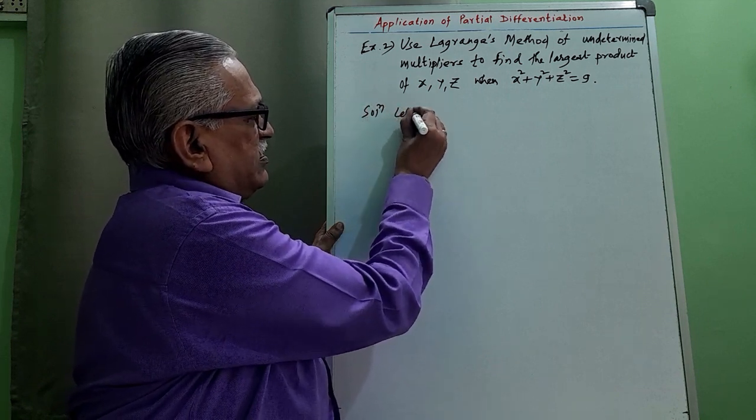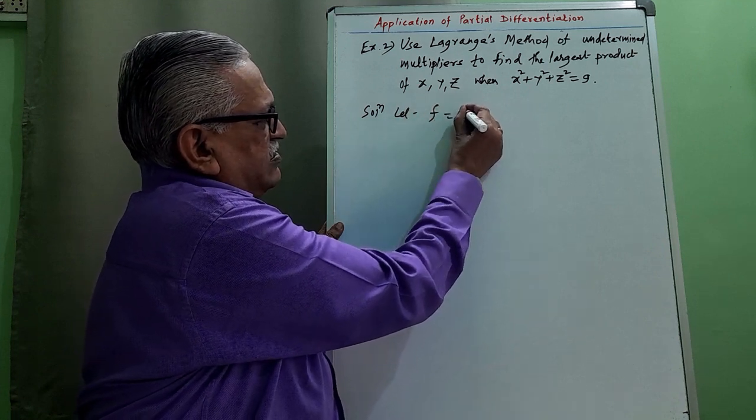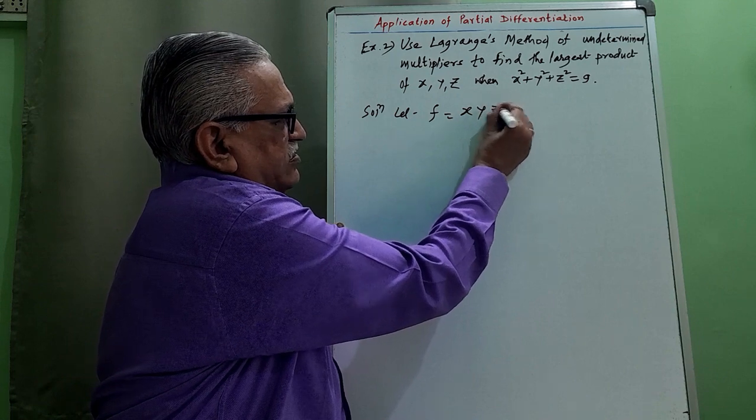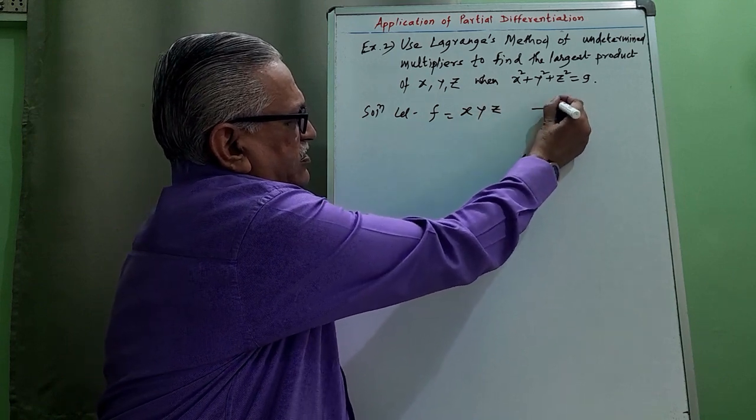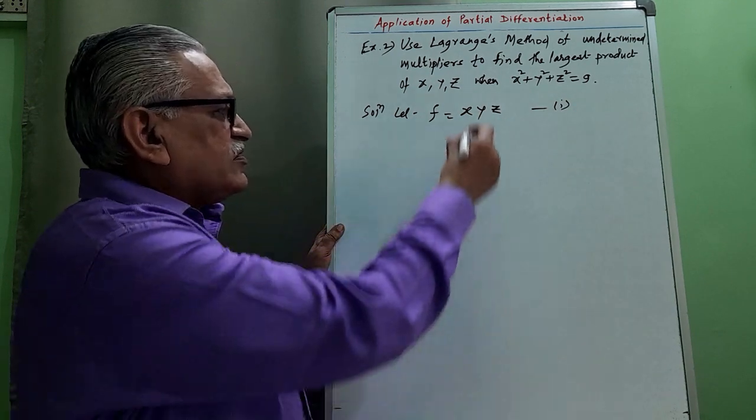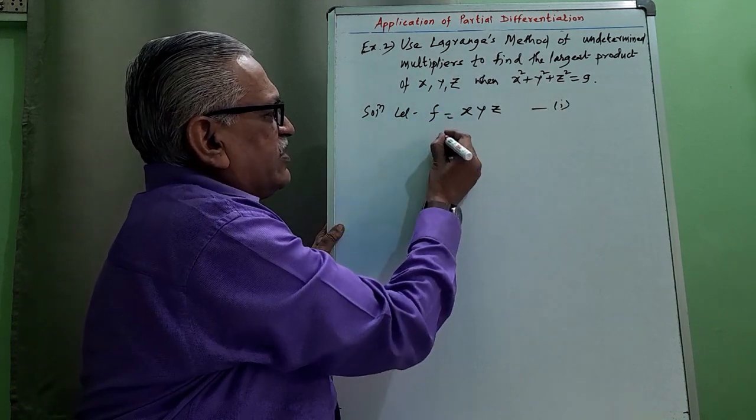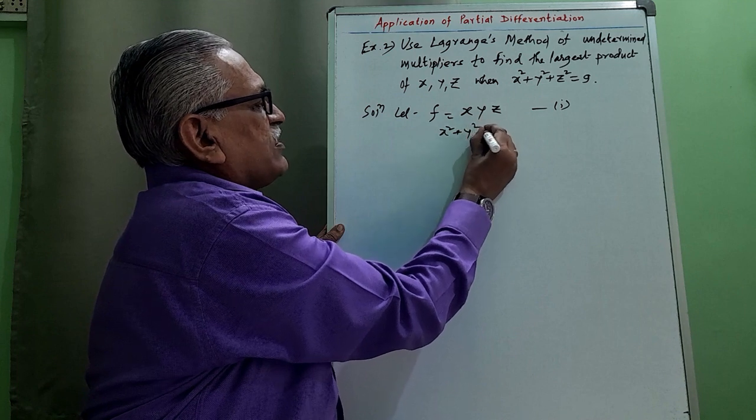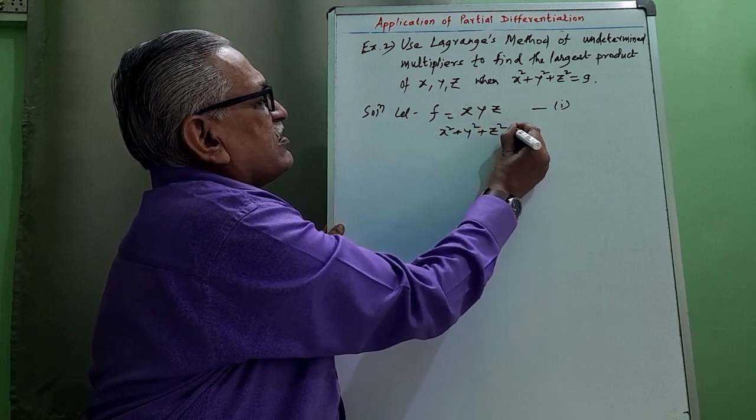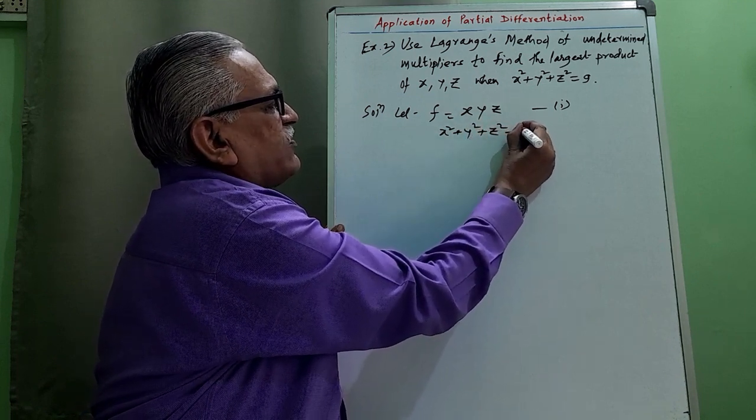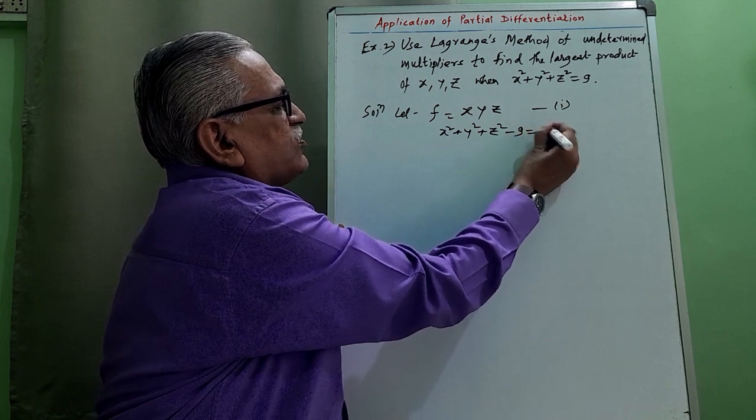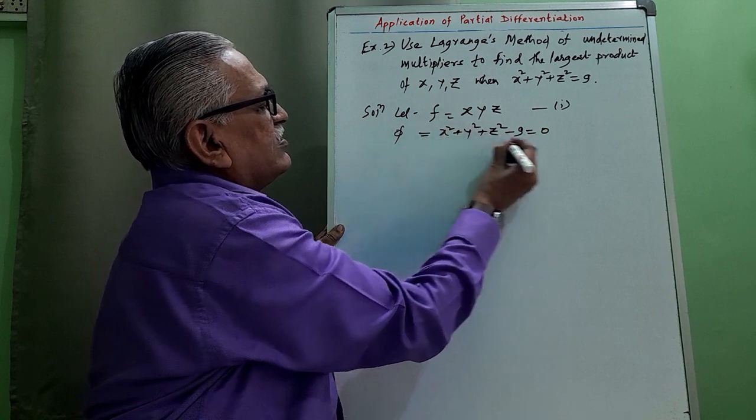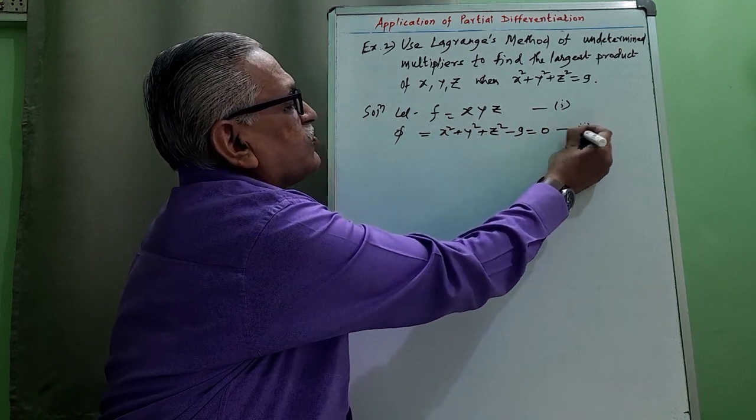we consider that function f as a product of the three, x into y into z. We call this equation 1. The second relation is given as x square plus y square plus z square equal to 9. Transferring, we get phi equals x square plus y square plus z square minus 9 equal to 0, and we call this equation 2.